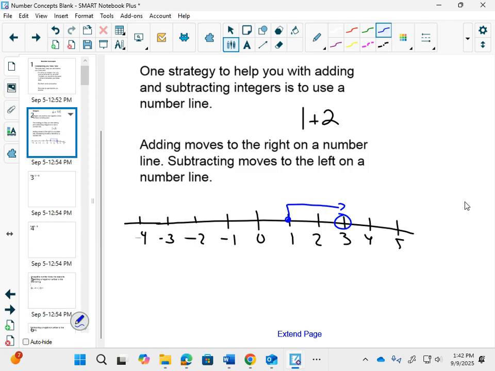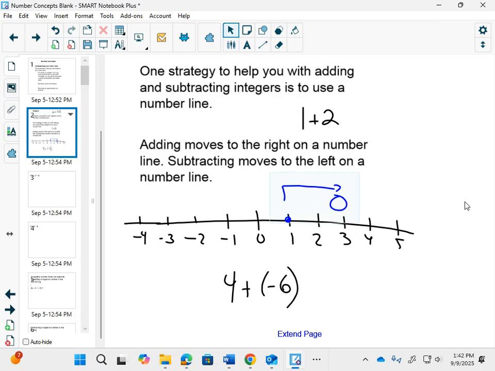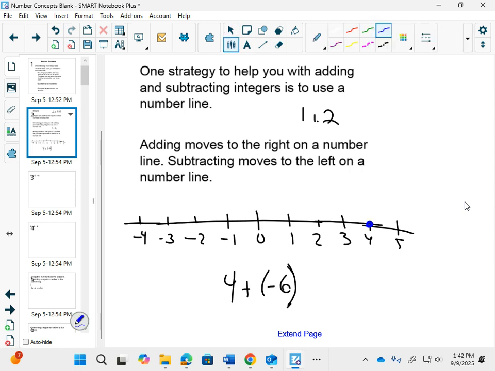Okay? But as soon as we get into integers, our brains can sometimes get a little bit of trouble, because what did I put up first? I had 4 plus a negative 6. So how is that going to look on the number line? Well, the 4 is starting right here.